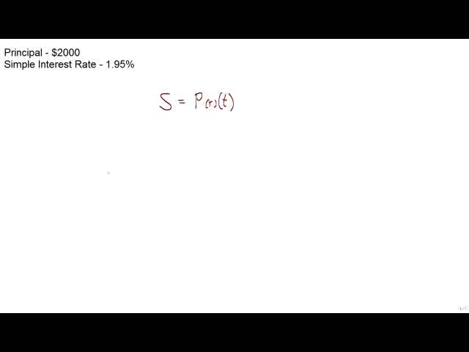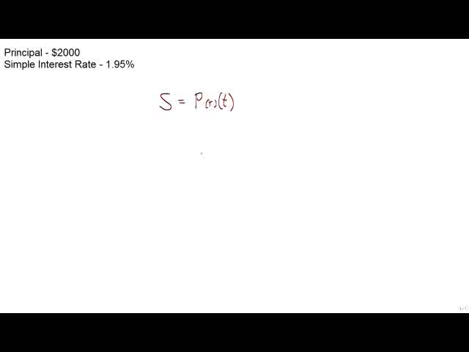So we'll just look quickly at how to calculate simple interest on a deposit of $2,000. We have $2,000 as our principal sum that we'd like to deposit into the bank, and the bank has offered us a simple interest rate of 1.95%. So using our formula for simple interest, it's a fairly simple calculation to determine how much interest will be earned from our principal of $2,000.